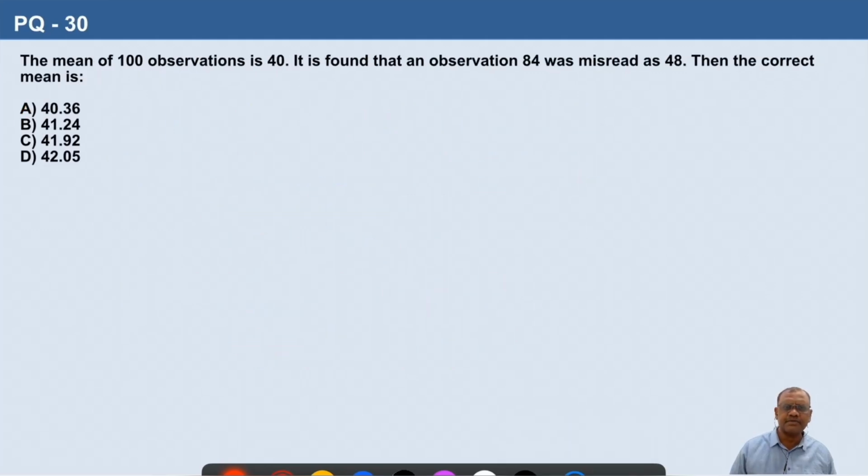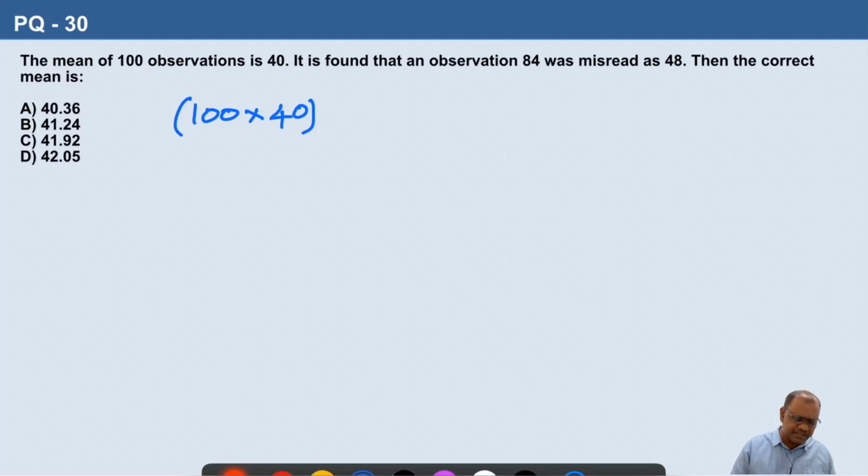Question number 30. The mean of 100 observations is 40. It is found that an observation 84 was misread as 48. Then the correct mean is what? So the mean of 100 observations is 40. Sum is 100 into 40. This is the sum of all the 100 observations. So from this, the wrong observation should be subtracted and the correct observation should be added.